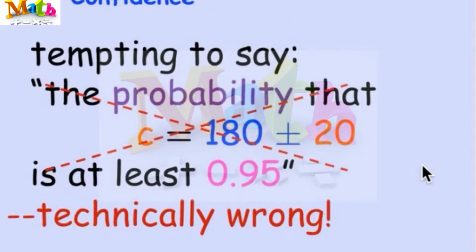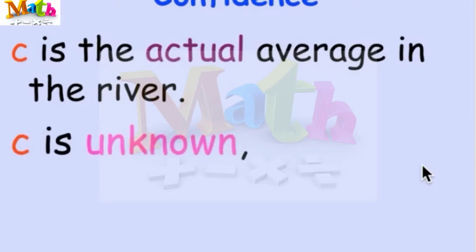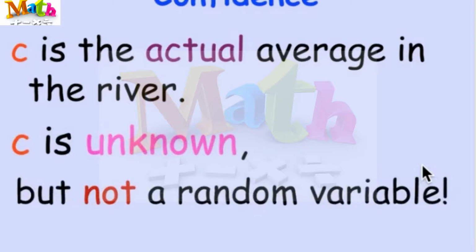And why is that? Well, it's an important idea, which is that we're talking about something other than probability here. We're talking about confidence, not probability. Let's explain that a little bit more. Here's the issue. The number C is a number in the real world. It's an actual physical quantity, which is the average CMD in the river. We don't know what it is, but that does not make it a random variable. It is or it isn't less than 200 or more than 200 and so on.